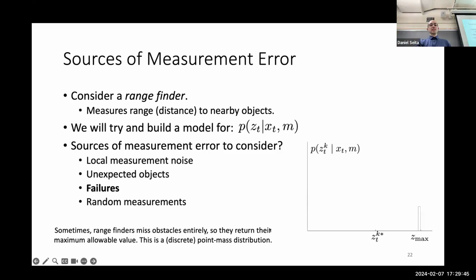So you could model this by, let's say, if it fails to find the object, it's just going to return the maximum possible value. That's the max. And then it's going to be a discrete point mass distribution. So that means all the math is over here. It's a discrete distribution with probability 1 if it returns the max value, and probability 0 of everything else.